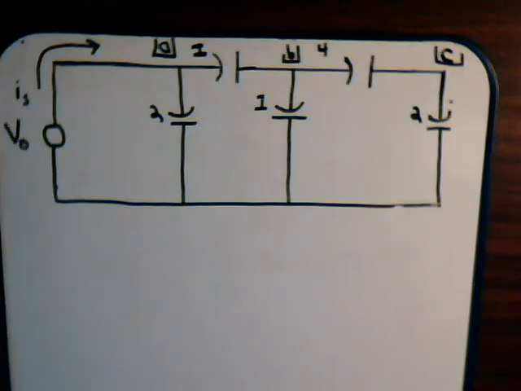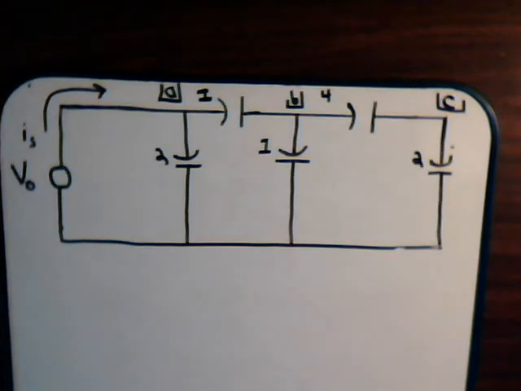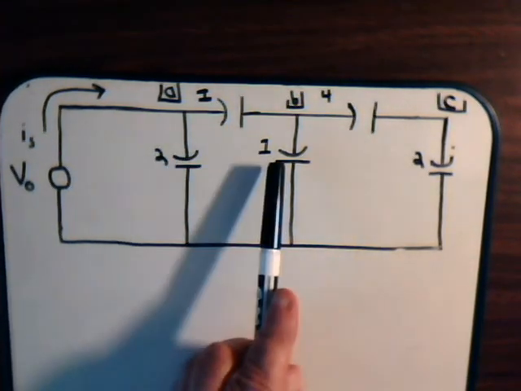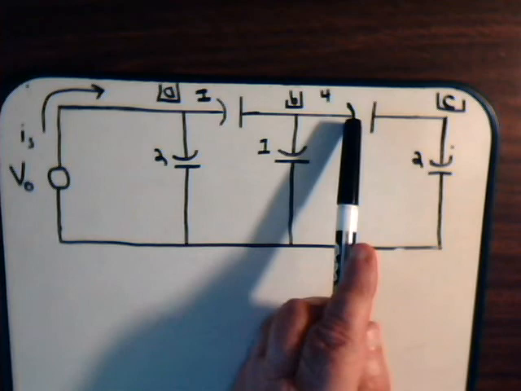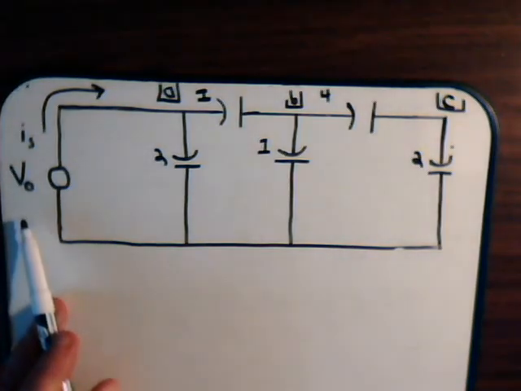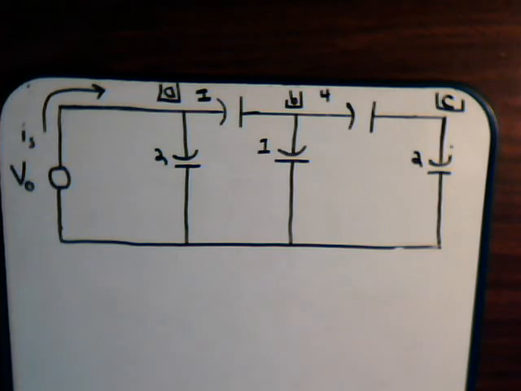In this video, we're going to consider kind of an unusual problem. Here we have a constant voltage source, and then there's a network of capacitors. This has 2 farads, 1 farad, a 1 farad capacitor, a 4 farad capacitor, and a 2 farad capacitor. And the voltage source is putting out a current. And this current here is going to get split, obviously.